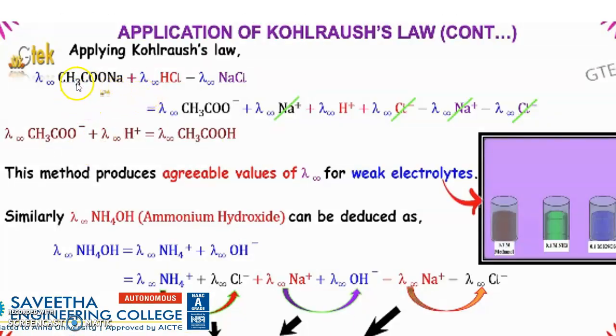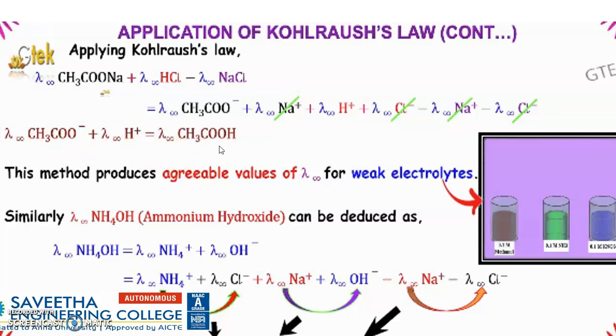See, if we split and write for sodium acetate, it will be acetate plus sodium. HCl, sum of H plus ions and Cl minus ions. NaCl, Na plus and Cl minus ions. Now cancel the common terms. Finally we arrive at acetate ion and H plus ions, which is the sum of lambda infinity of acetic acid.